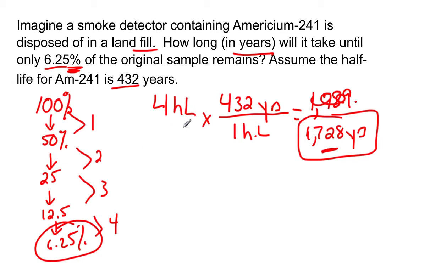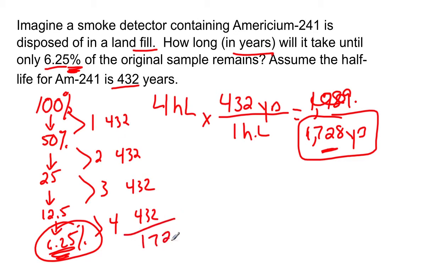Now, another way we could do this, if you don't want to do this dimensional analysis stuff, is just keep track as you move along. One half-life is 432 years. Add another 432 years to get to your second one. Another 432 years, and then another 432 years to get to your fourth half-life, or your fourth division, to finally reach this. And then just add them all up. How many years has passed? 1,728 years. So that's another way to look at it.